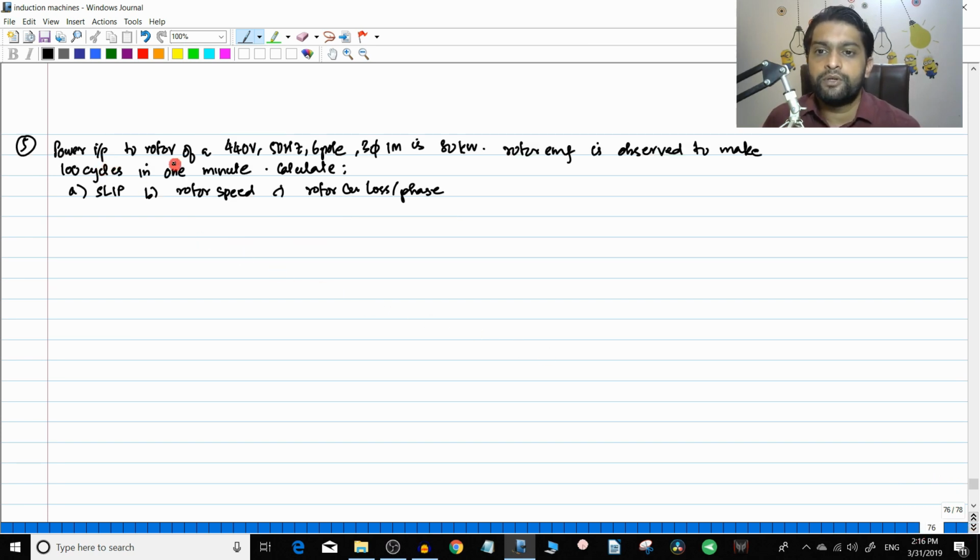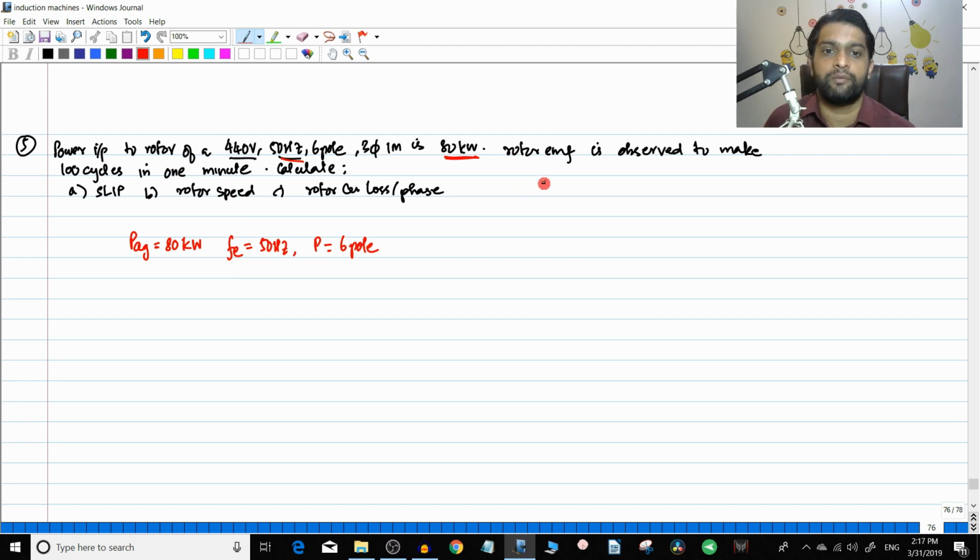The power input to the rotor of a 440 volt, 50 hertz, 6 pole, 3 phase induction motor is 80 kilowatts. Okay, so they have given the power input to the rotor, right? So they have given that the air gap power is equal to 80 kilowatts. And the electrical frequency is equal to 50 hertz. And the number of poles is 6 poles.